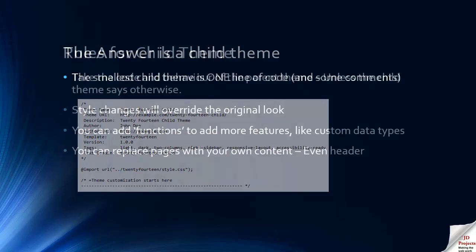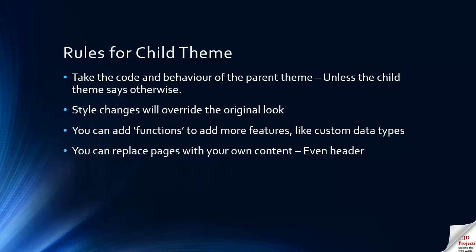Well, the rules for a child theme are that you take the code and behavior of the parent theme unless or until the child theme has code to override that particular change. So a style sheet change in the child theme will overwrite a style sheet change in the parent. So if you want to put those shadows on the right hand and left hand side of the theme, we can do so by adding those style sheet changes in where we've just been, that style file.